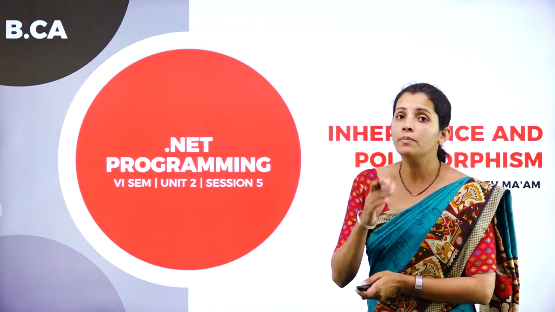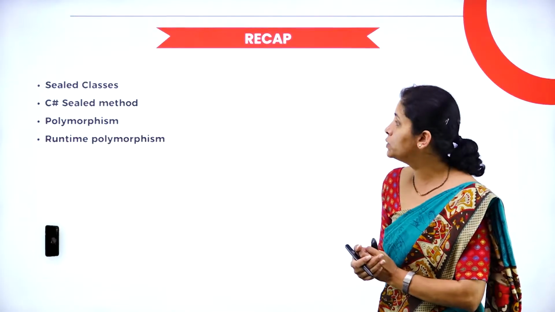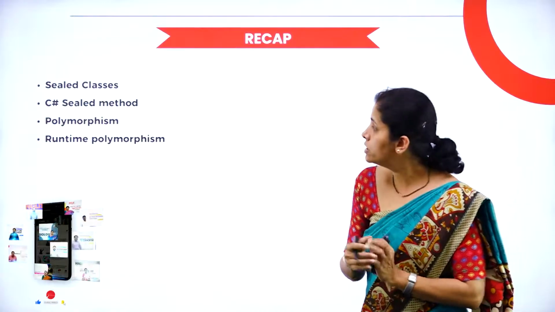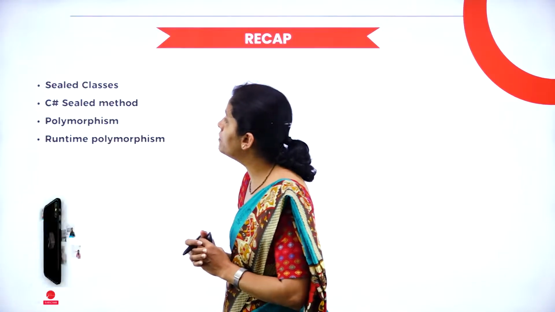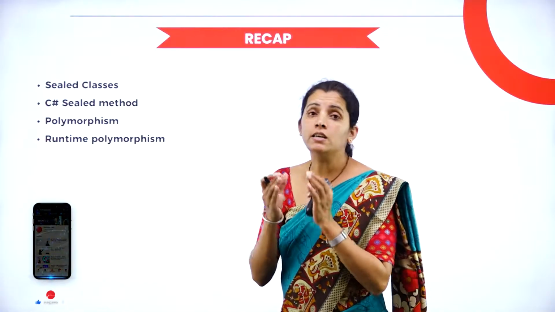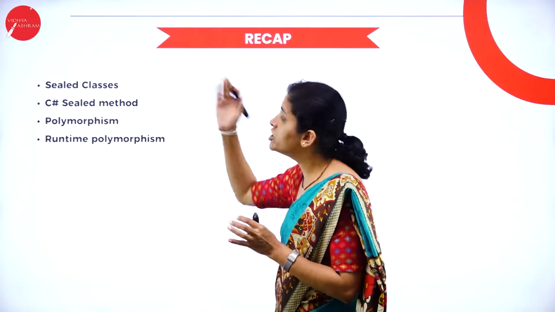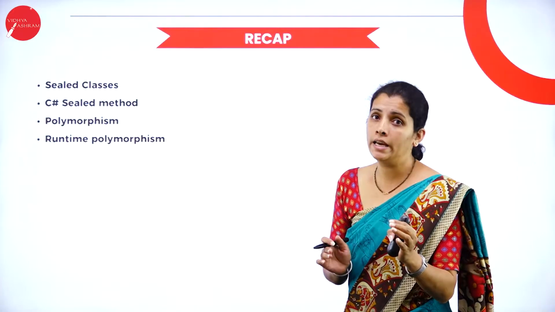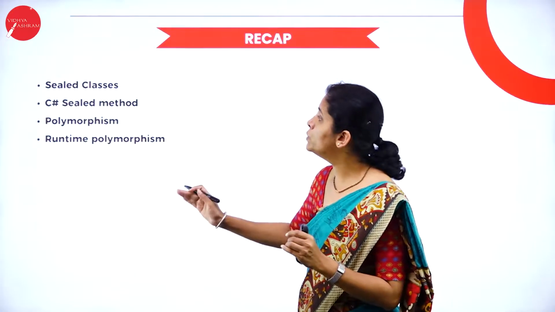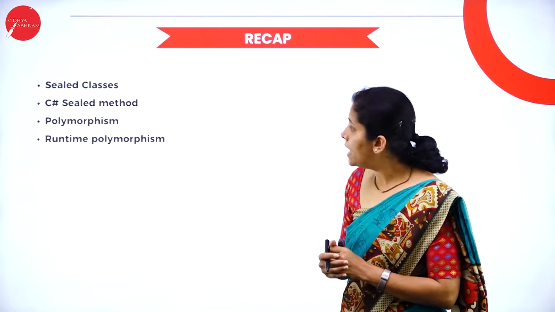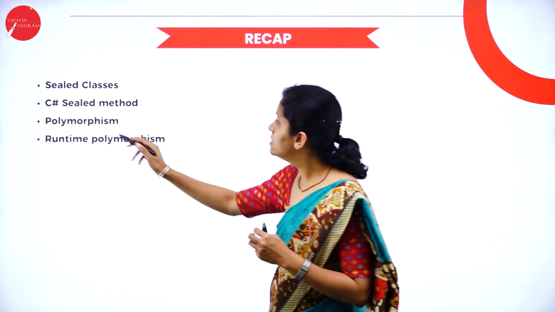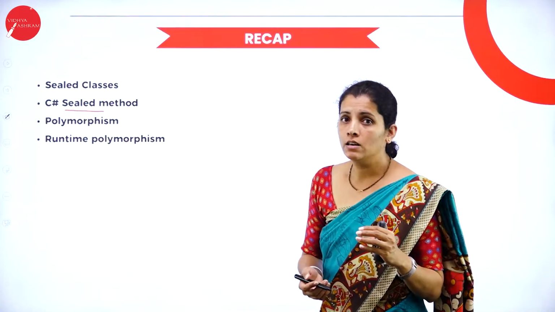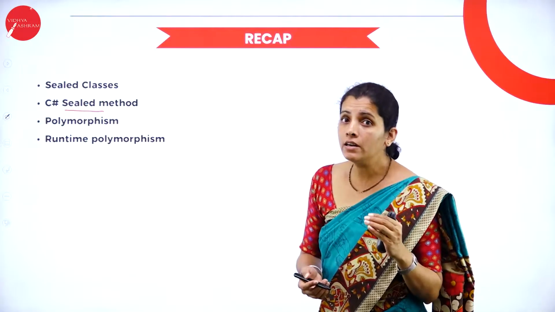So dear students, before starting today's session, let me recall the topics I discussed in my last session. In my last session, I started with how to seal a class, and which keyword I want to use to restrict the class from inheriting. That keyword is sealed. Along with that, I discussed the shield method. To define a shield method, I use the keyword new.